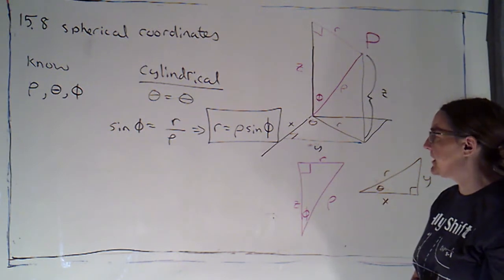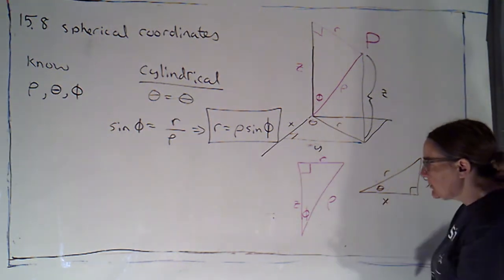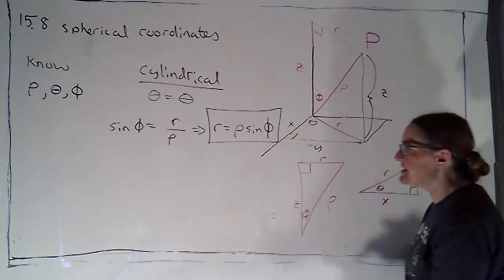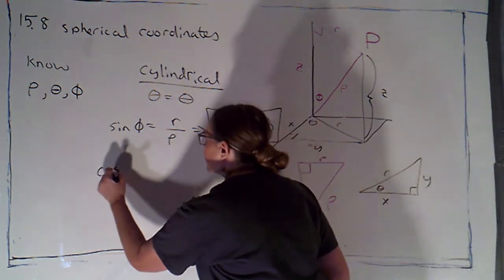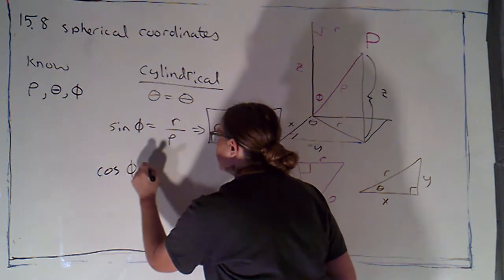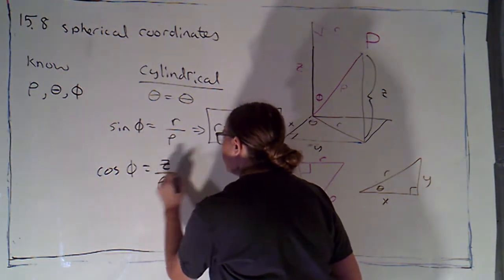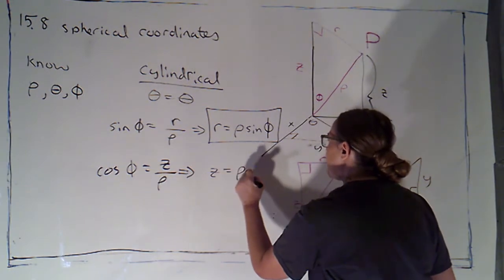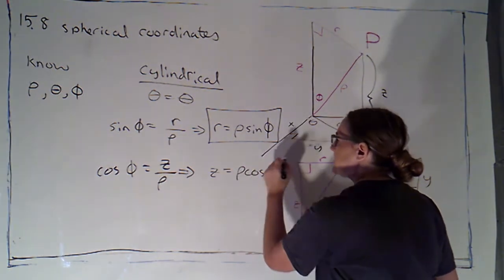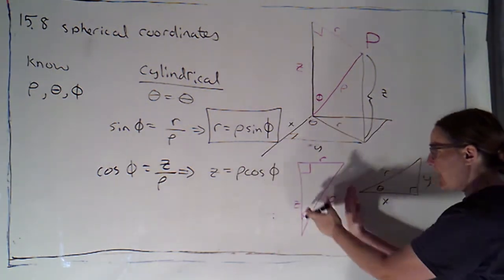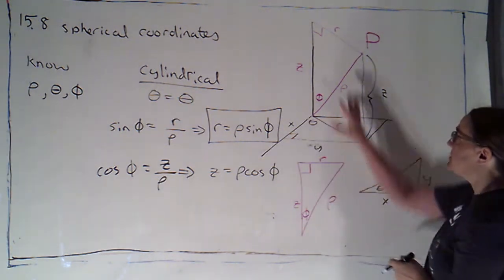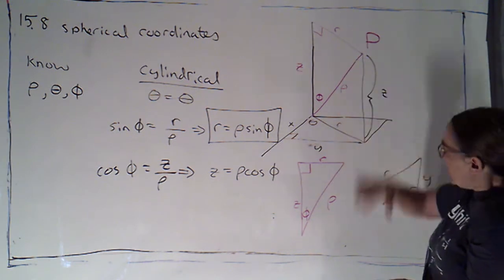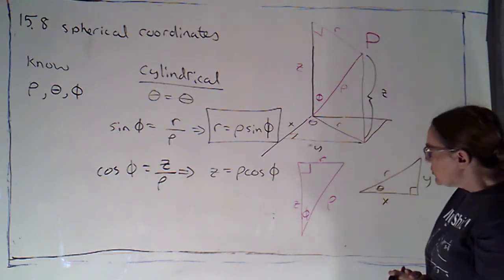Okay. Now, similar thing here, if I want to get z, I can see that z is the adjacent side. So I could say that cosine of phi is equal to z over rho, and that would imply that z is equal to rho times cosine of phi. Now that definitely works if I have a picture like this, which would be if my point is in the first octant.